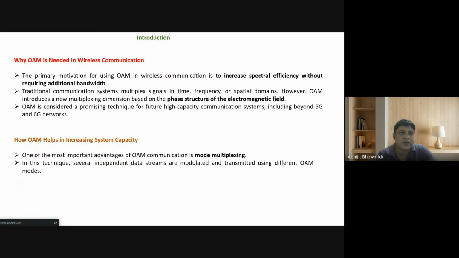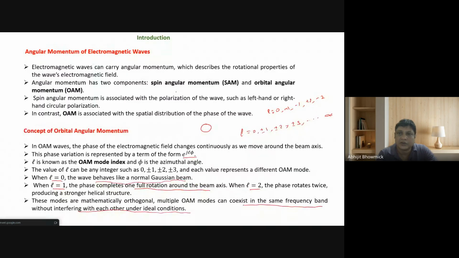Now, why is OAM needed in wireless communication? Basically, it increases the spatial spectral efficiency without any requirement of extra bandwidth. Within the existing band, I can accommodate more users. For example, say right now I have a bandwidth B. Right now I'm accommodating two users.